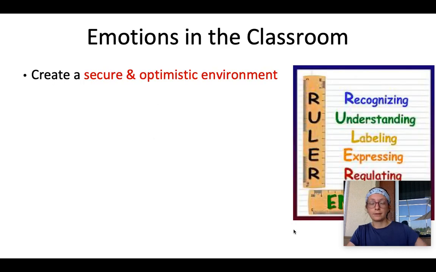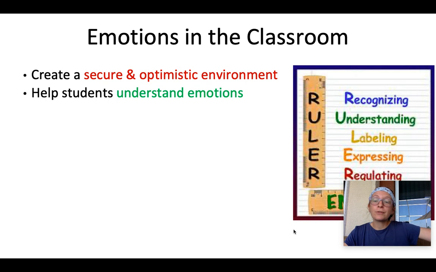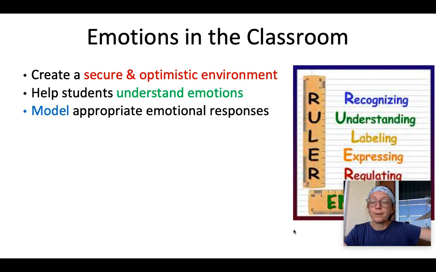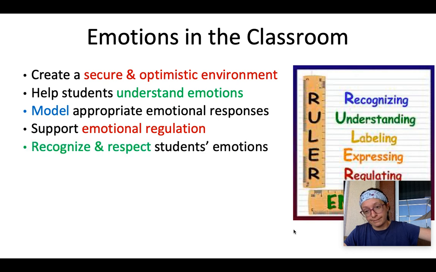So these are just some strategies for you to remember. They're all going to sound really pretty and good, so I would challenge you to think about the challenges that will arise. Create a secure and optimistic environment. It does not happen naturally. Help students to understand their emotions. We will talk about that in a minute. Model appropriate emotional responses. We have talked about that with social cognitive theory. Support their regulation. Recognize and respect students' emotions.